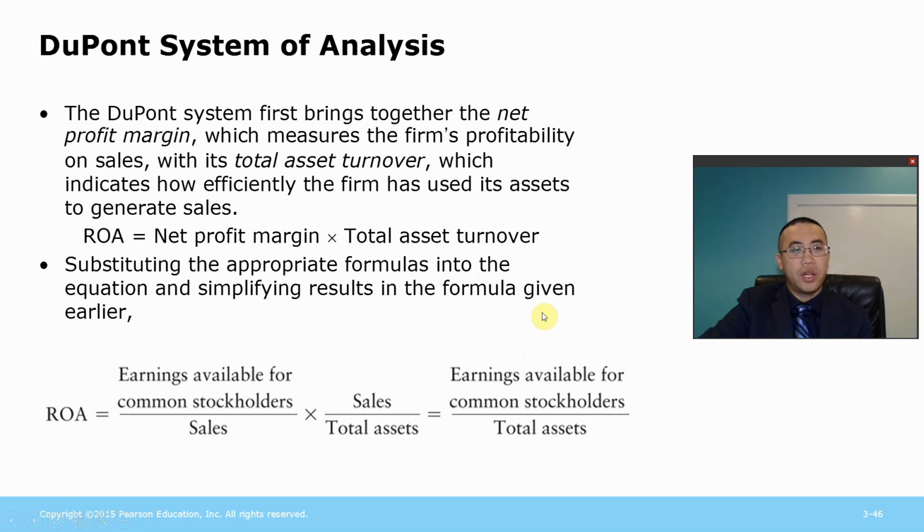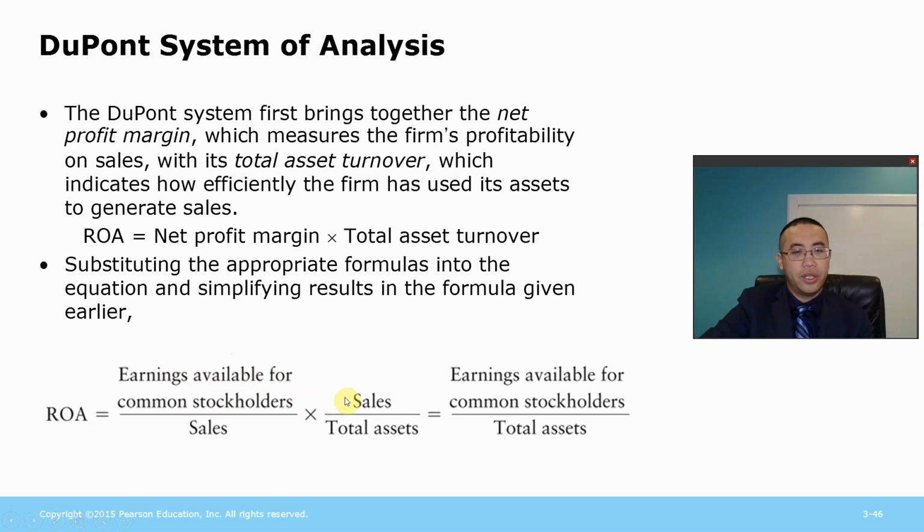So what you see here is ROA is return on assets. It is net income divided by total assets. So this is your net income. It has a funny name here. It's called earnings available for common stockholders, but it's just a net income, as you know.